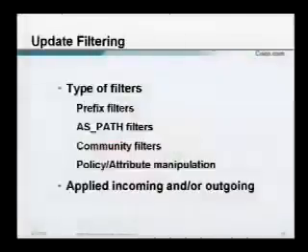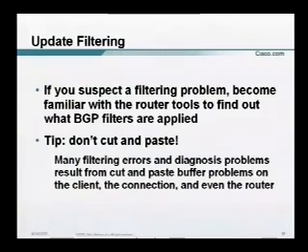Okay, filtering. You get all sorts of types of filters on routers, especially for BGP. You can filter by prefix, you can filter by AS path, you can filter based on community also. You can also manipulate attributes and apply policies and so forth. You can apply this in inbound and outbound. And these give all your own class of problems also. If you suspect a filtering problem, it's good to become familiar with the router tools to find out what filters have been applied and how.